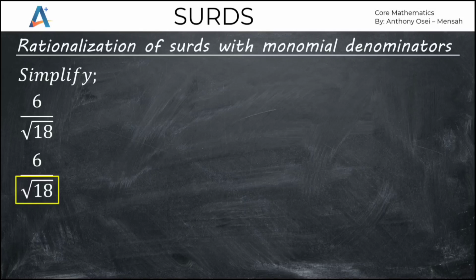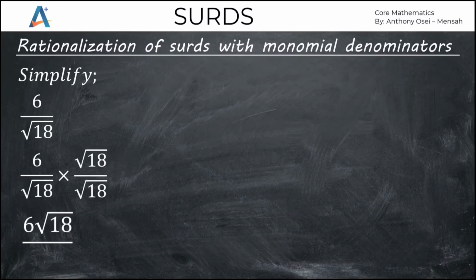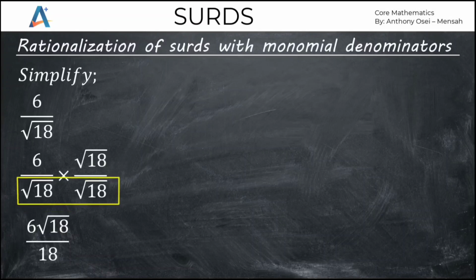So take root 18, multiply it by the numerator 6, so 6 times root 18. Then the same root 18, multiply it by itself. That's multiplying the denominator root 18 by root 18. This is the process of rationalizing it. Now 6 times root 18 becomes 6 root 18. Then root 18 times root 18 becomes 18, since a surd multiplying the same surd gives us a number under the surd.